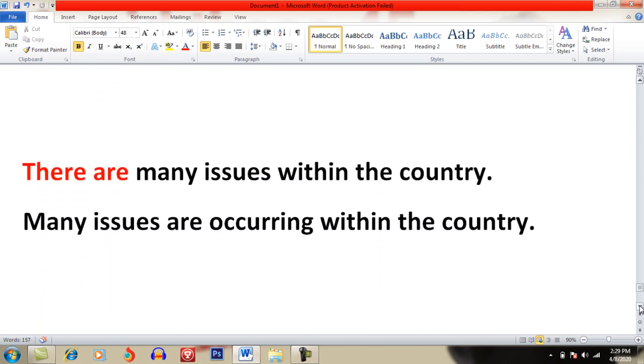I also suggest you not use structures like "there are many issues within the country." "There are" is not informal, but I suggest you never start your sentence with words like "it is" or "there are," because these words play no role in your Writing Task 2. They will only make your sentence wordy. So try to avoid the usage of these words. Never start your sentence with "there is," "it is," or "there are." If you do so, it will make your sentence wordy and you will lose marks. Try to use, for example, "many issues are occurring within the country."